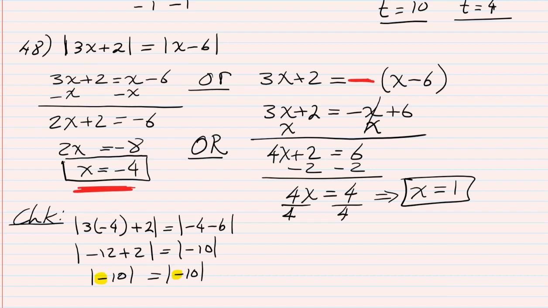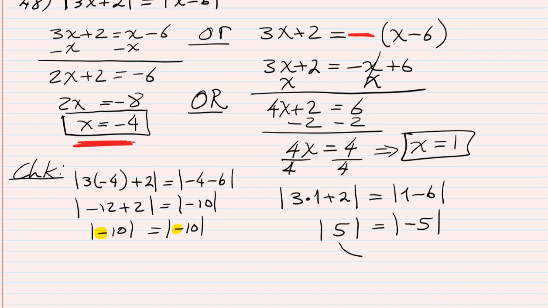Now, let's check the one. Absolute value of 3 times 1 plus 2 equal absolute value of 1 minus 6. The one on the right, inside the absolute value, is negative 5. Look at the one on the left. 3 times 1 is 3 plus 2 is 5. Check this out. You see how these two are opposites? And that's the significance of what we did up here, setting one equal to negative the other one. And so both of them check, actually. And of course this is 5, so is the one on the right. So this is true.